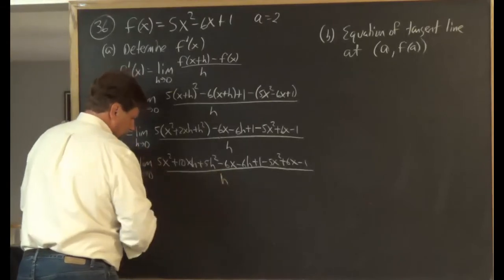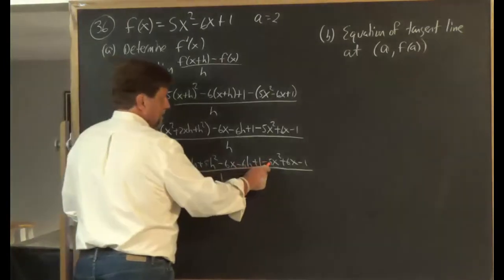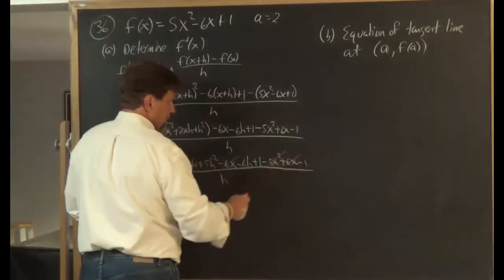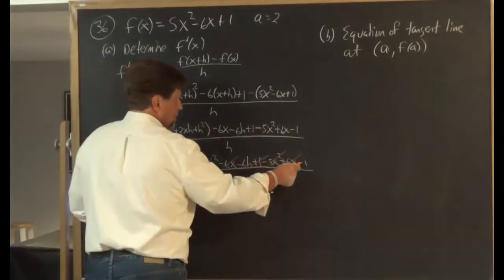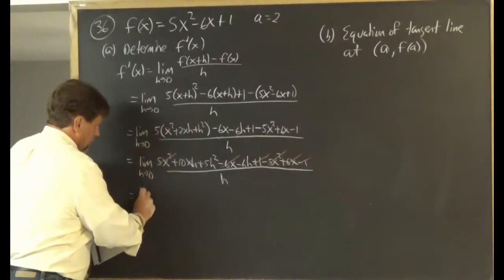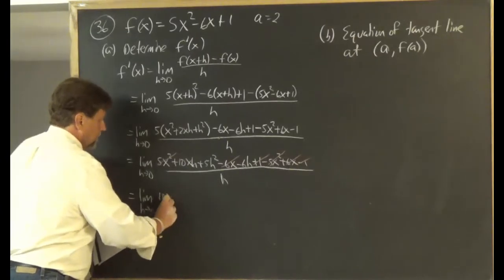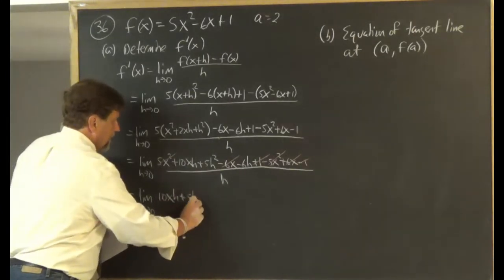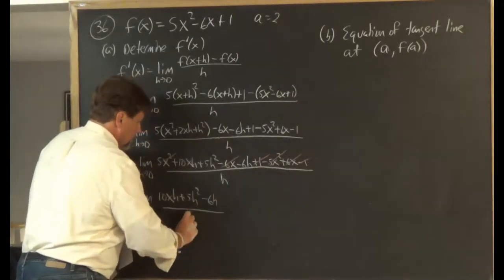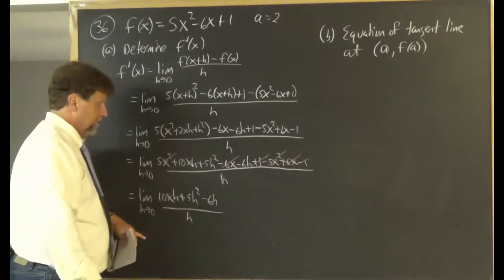All right, so hopefully I have some stuff cancel out in the numerator. And I do. 5x squared minus 5x squared, gone. Negative 6x plus 6x, gone. 1 minus 1, gone. So I'm left with, in the numerator, a 10xh plus a 5h squared minus a 6h. Okay, I still can't find the limit. It's indeterminate, 0 over 0.